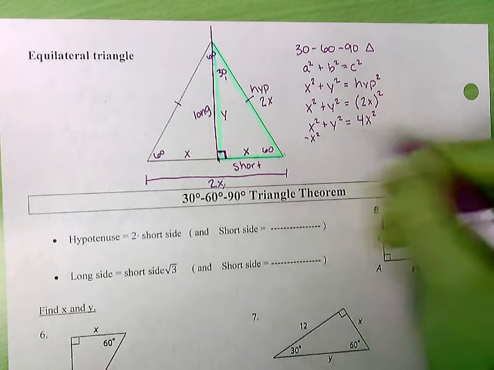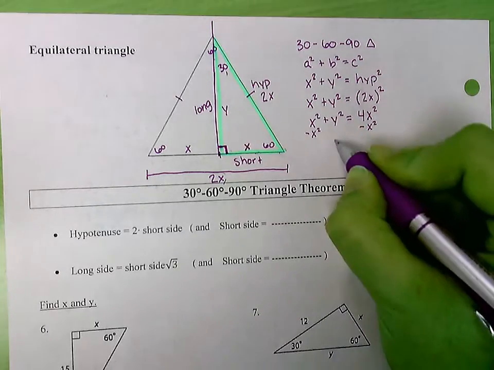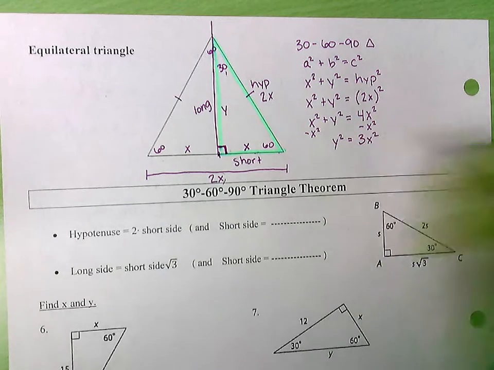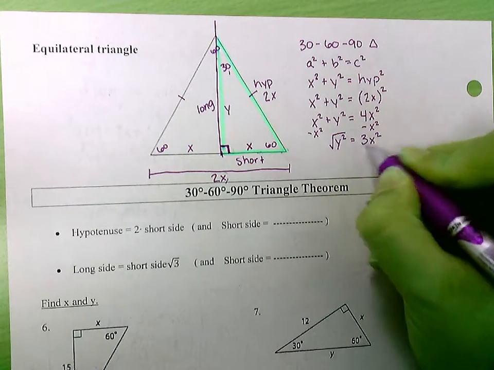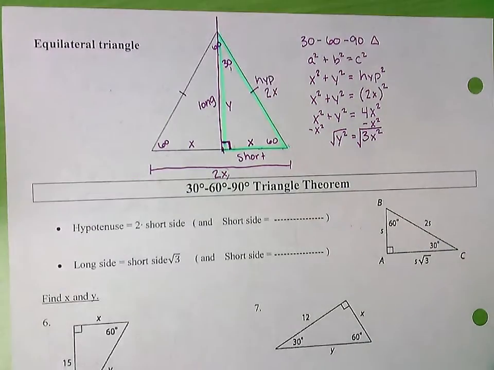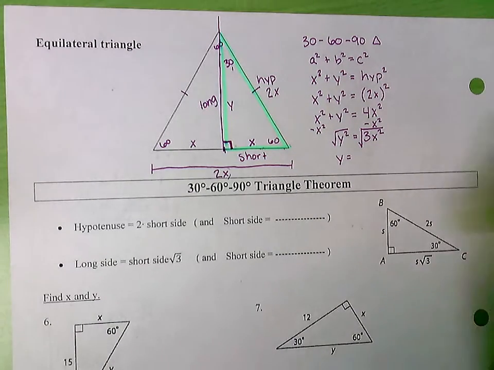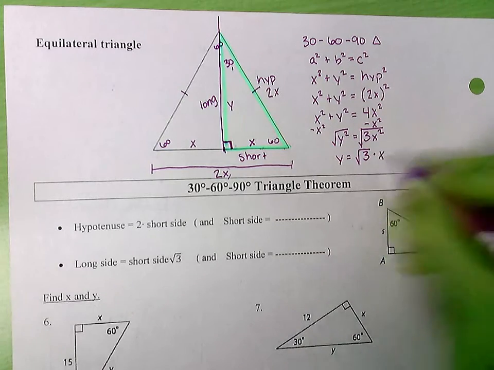So I'm going to subtract x squared from both sides. So I have y squared is equal to 3x squared. Now just like on the front, I'm going to take the square root of each side. Okay? When I do that, I end up with y equals square root of 3 times x.